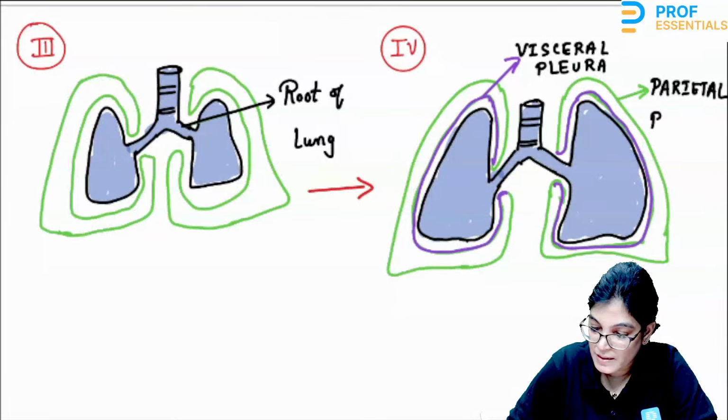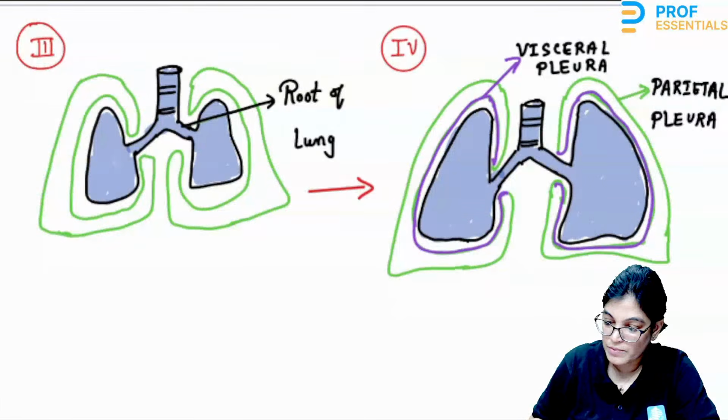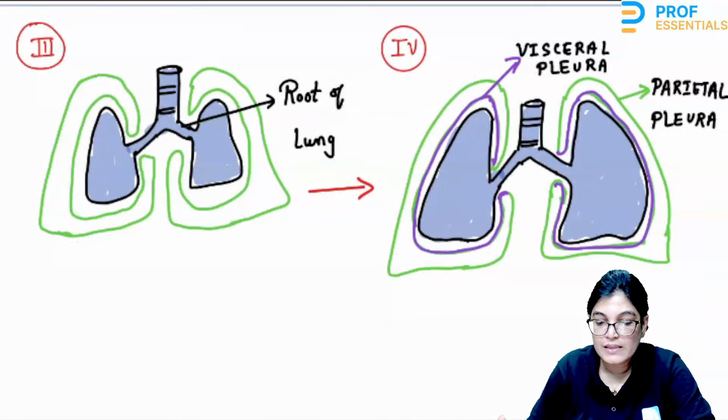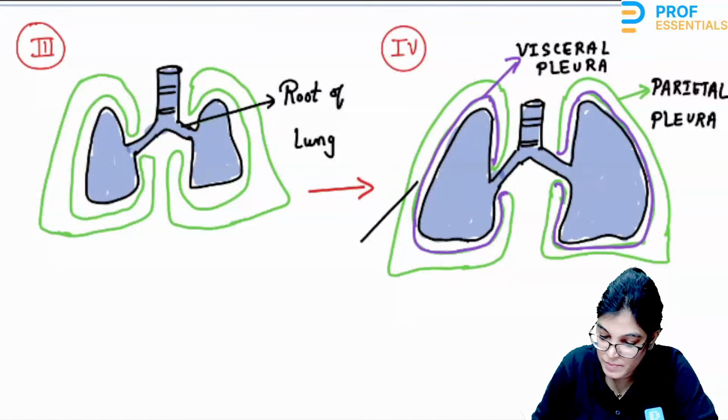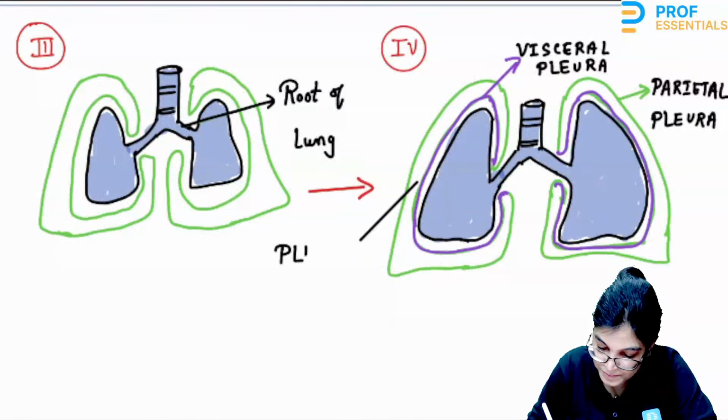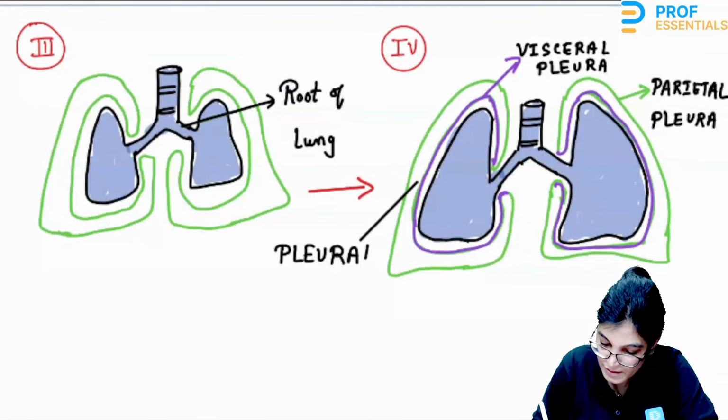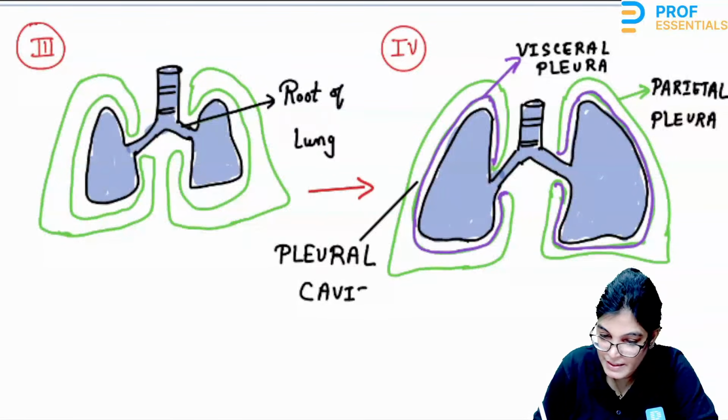This is the parietal pleura, my dear students. Is it okay? This is the parietal pleura. And the space which is lying in between the visceral and the parietal pleura is the pleural cavity. If you want, I can say the pleural.